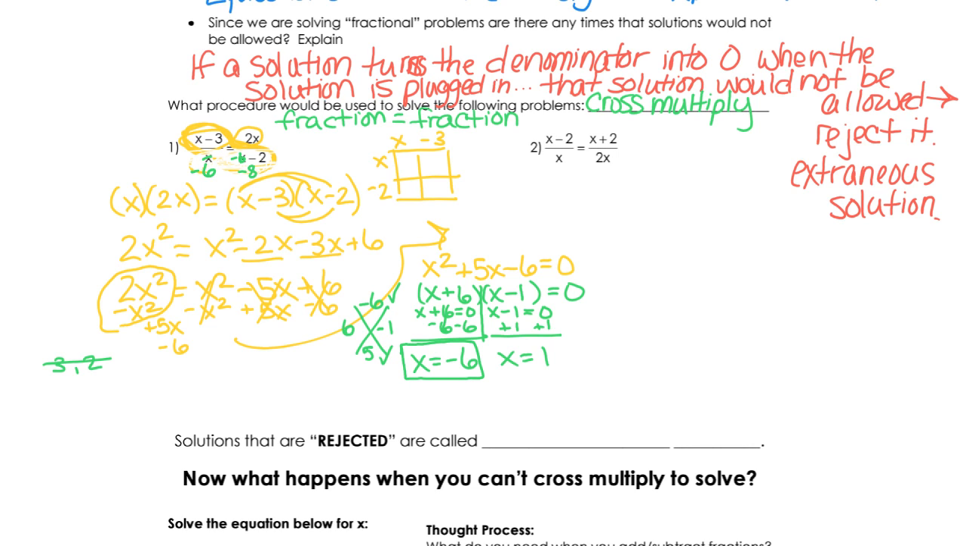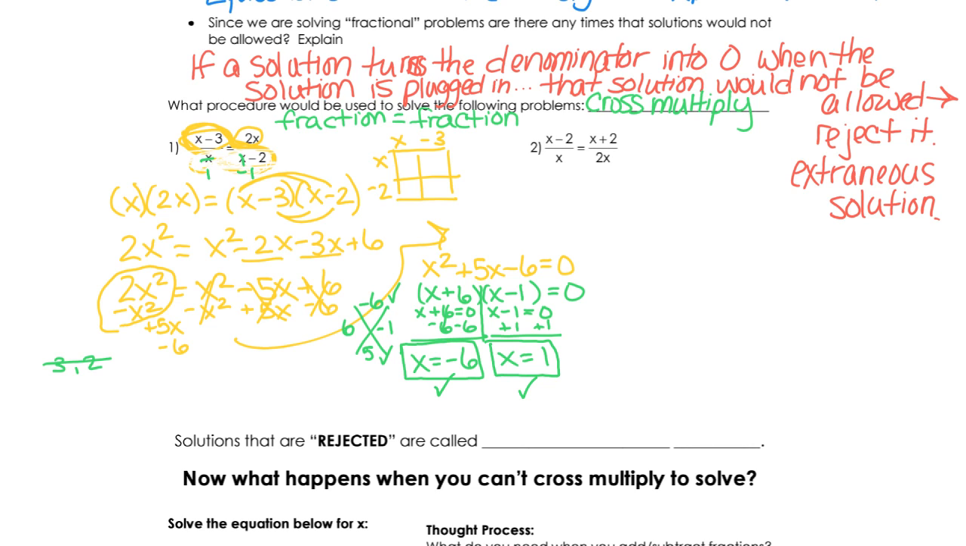Let's see about the 1. If I go back and take a look at my denominators up here, okay, but this time I plug in my 1. Having a denominator of 1 is completely fine. It's not 0. If I put the 1 in here, 1 minus 2 is -1, and that's also not 0. And so both of my solutions can stay. Neither one of them makes my denominator 0, and so I don't have to reject them.